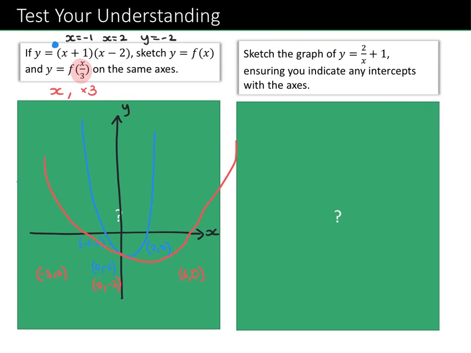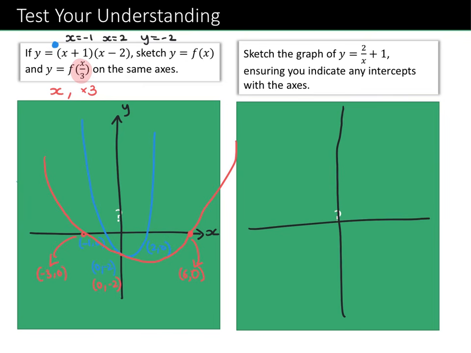And so this point is now this coordinate, minus 3, 0. And this point is now this coordinate. And it's still crossing at 0, minus 2. Basically, it just got fatter, is what's happened. Okay? It's gone fatter. Perfect. So the next one.